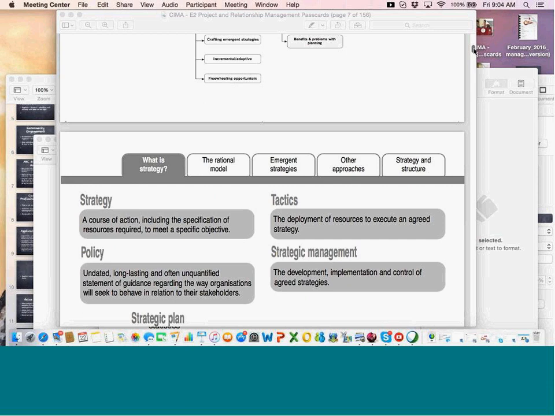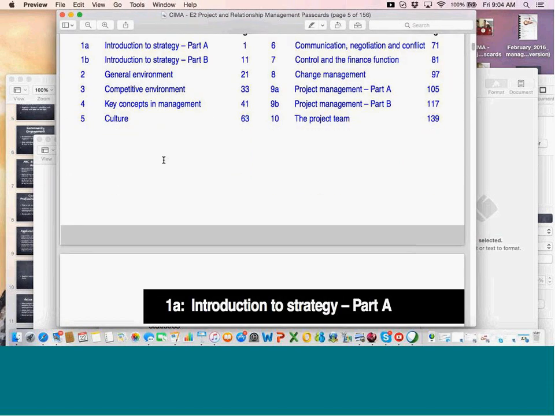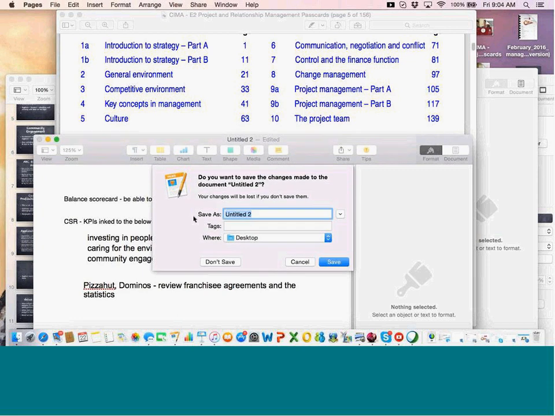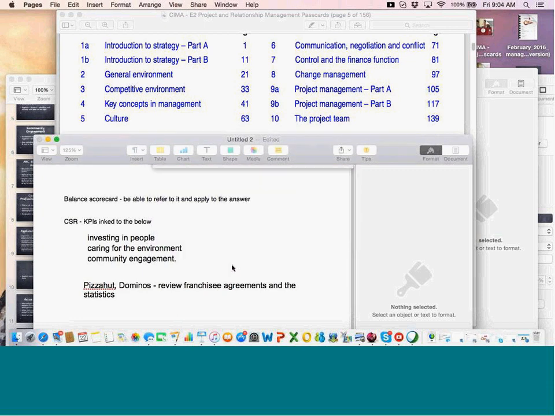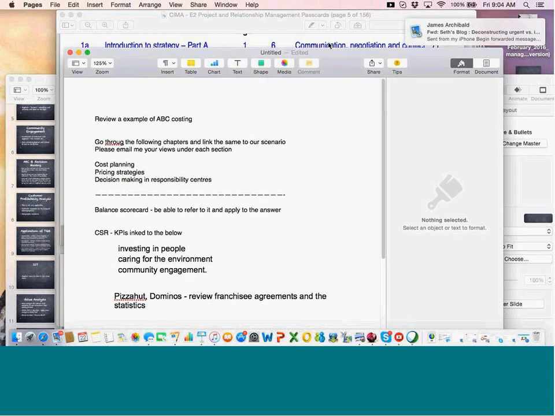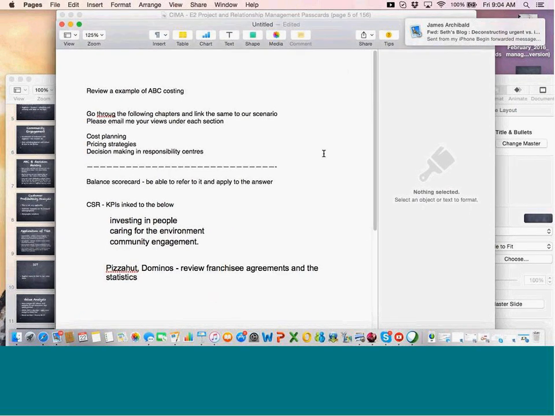So, we add actually key things that we said that we're going to look at this time. Have you had a look at it? I think we were supposed to do cost planning, pricing strategies, and decision making responsibility centers, right?